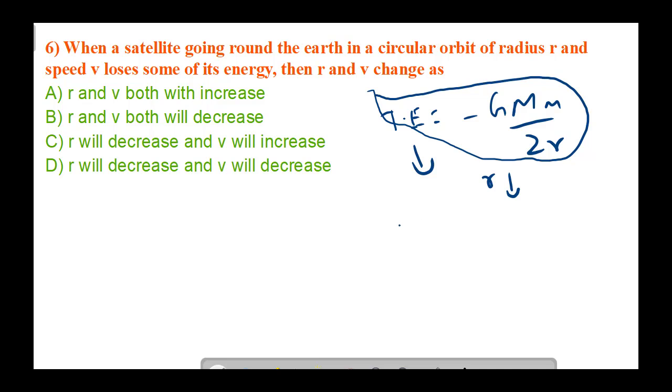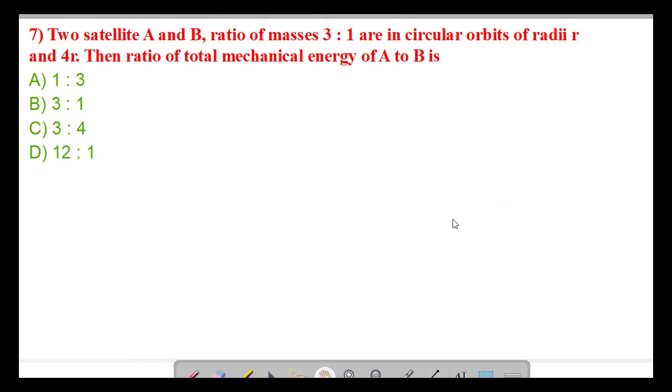Now the velocity of a particular satellite which is orbiting in an orbit of radius r is given by this. Now v is inversely proportional to r, so as r decreases, v increases. There is no negative sign here. So in this case, what we see is, r will decrease and v will increase. This is the option.